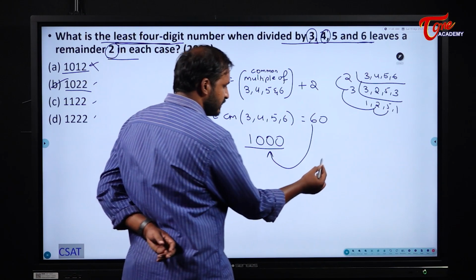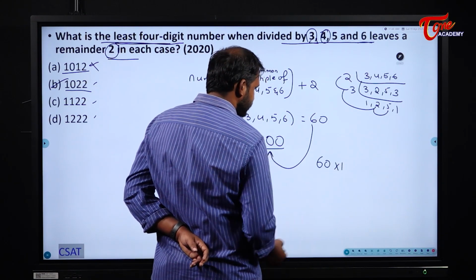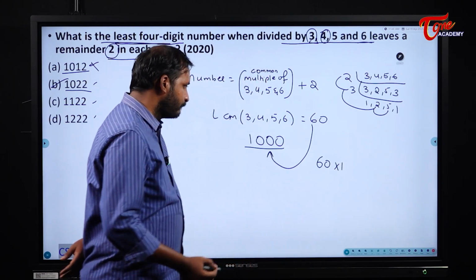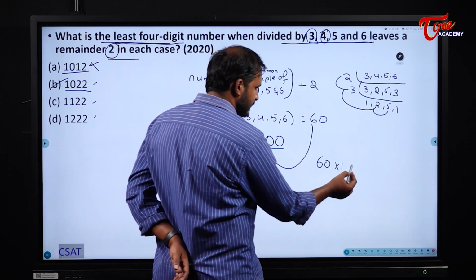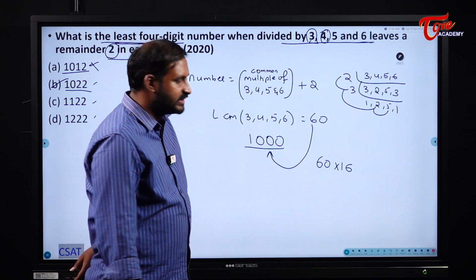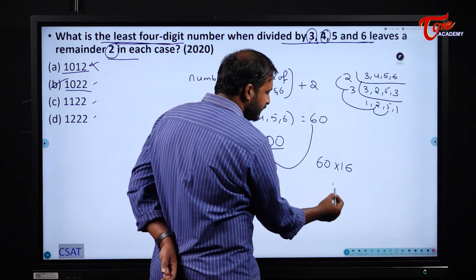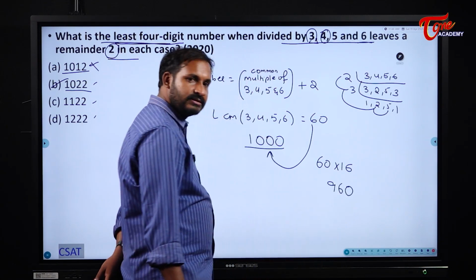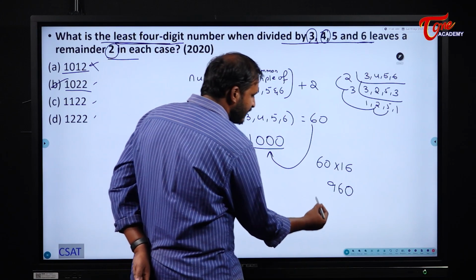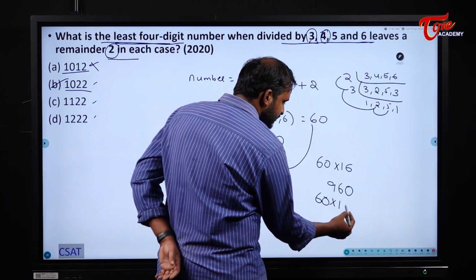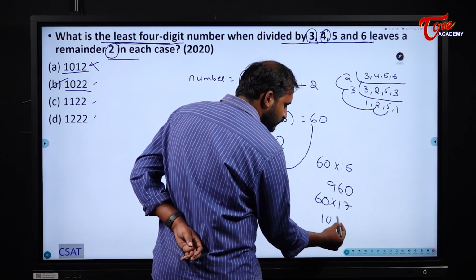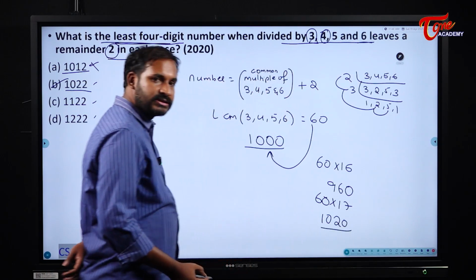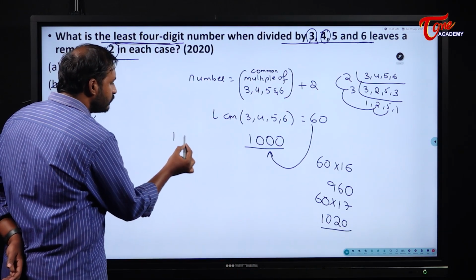60 12s are, or else 60 16s are. 60 16s are what you will get? 16 6s are 96, and 0, 960. And now next 60 17s, that means plus 60, what you will get here? 1020. You can do like this, or else divide 1000 with 60.